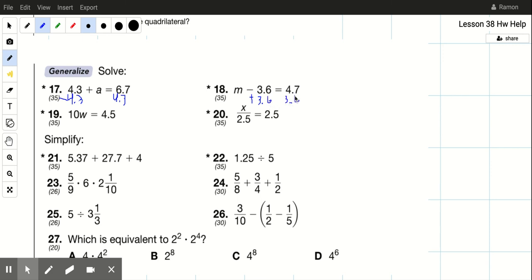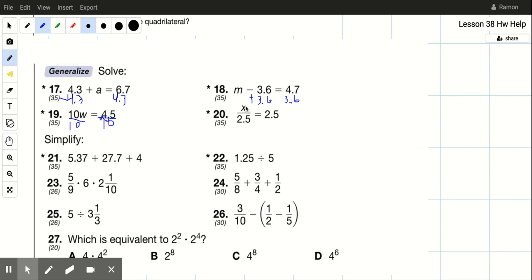For number 19, 10w equals 4.5. The variable and the coefficient are being multiplied, which means the opposite is to divide. And we can actually use mental math here. Since we're dividing by 10, a power of 10, we just move the decimal to the left once for every 0 in that power of 10.